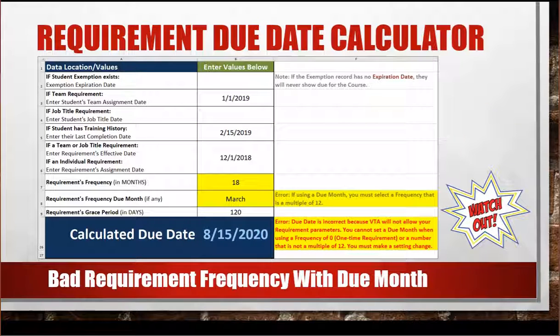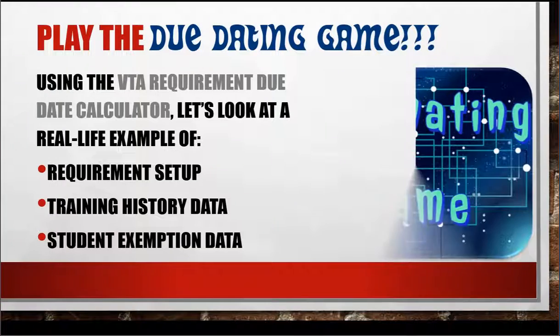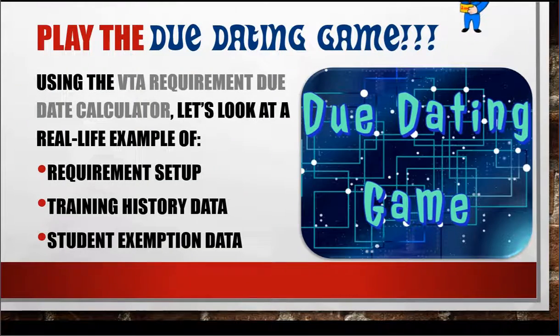And the final thing to watch out for is using an incorrect frequency months when trying to set a due month. When using a due month, it requires that you use a multiple of 12. If you happen to enter in a frequency that is not a multiple of 12 and you also select a due month, you'll see an error message letting you know that it's incorrect and you should make the correction. Knowing all that, let's play the due dating game.